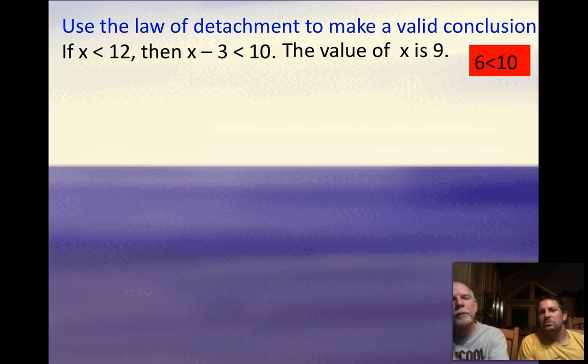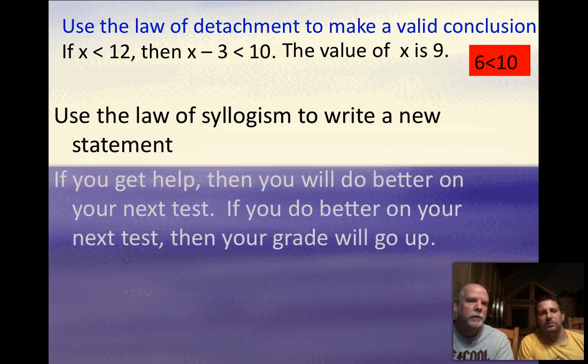If we make the hypothesis false, if we pick 14, is 14 less than 12? No. If we plug 14 into the conclusion, 14 minus 3 is 11, and 11 is not less than 10 either. So if the hypothesis is false, the conclusion is false here. But the law of detachment says if the hypothesis is true, the conclusion must be true. Then we got the law of syllogism here.